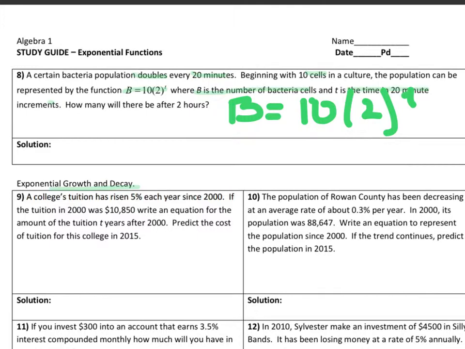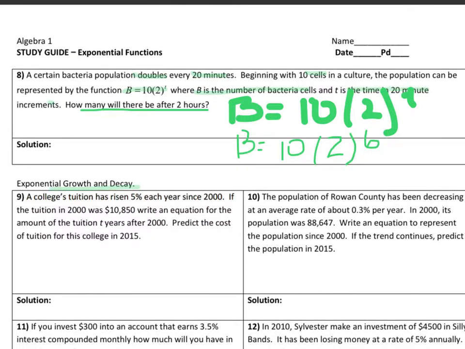Let me make my pen smaller here. Okay. And so all you need to do is fill in T for time. And right here it says T is the time in 20-minute increments. So I know that there are 3 20-minute increments in every hour. So how many will there be after 2 hours? Some of you might want to plug in a 2 for T, but don't do that because that would be wrong, because it doubles every 20 minutes, so it's going to double 6 times.